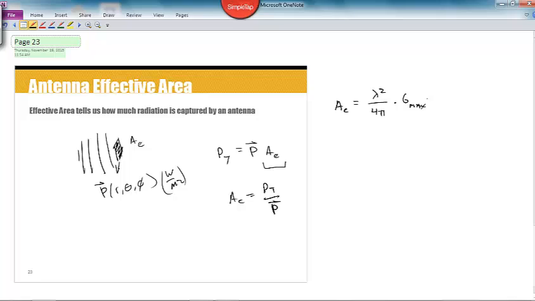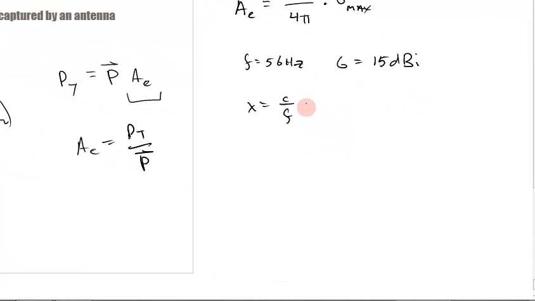So for example, let's say we have a 5 gigahertz signal, so f equals 5 gigahertz, and let's say that the gain of the antenna is 15 decibels relative to an isotropic emitter. What's the capture area? The first thing we need to do is calculate lambda. Since this is a wave in free space, it's c divided by the frequency, which is 3 times 10 to the 8th divided by 5 gigahertz, 5 times 10 to the 9th. That gives me a free space wavelength for the signal of 6 centimeters.